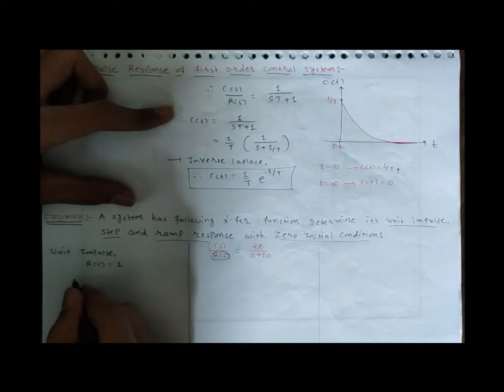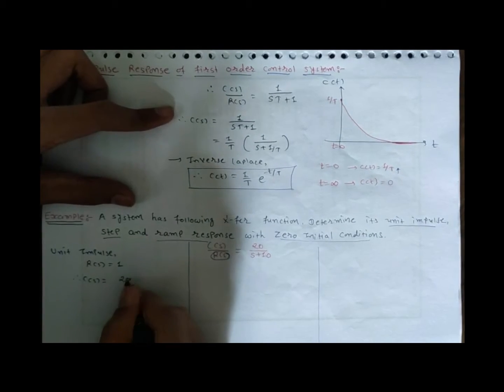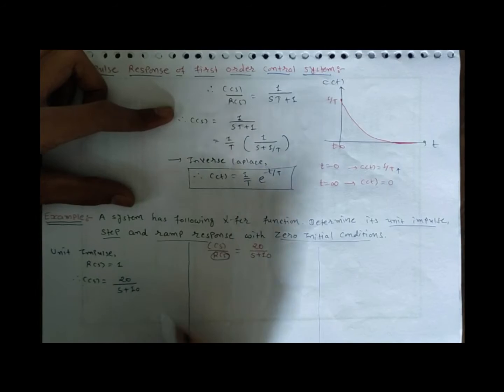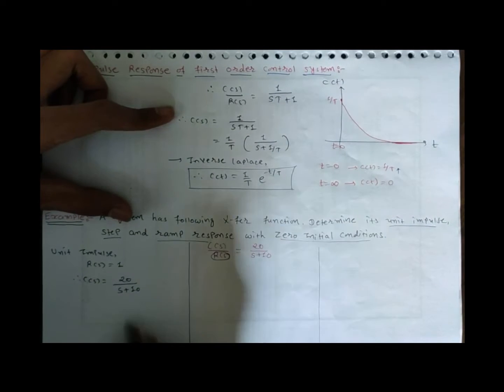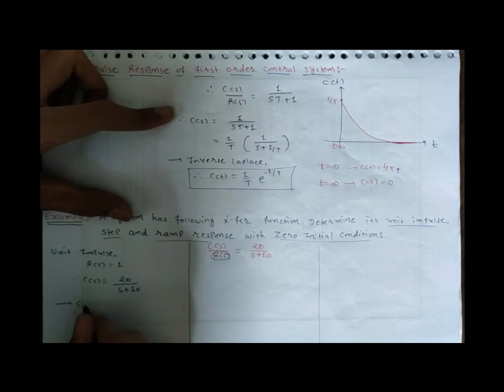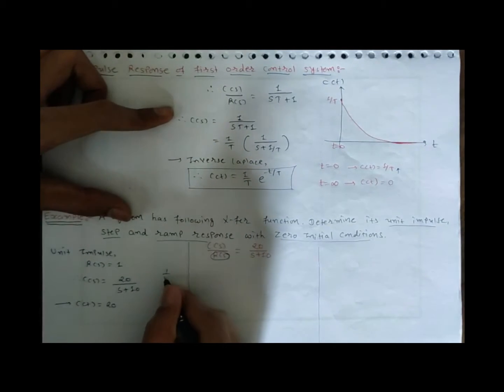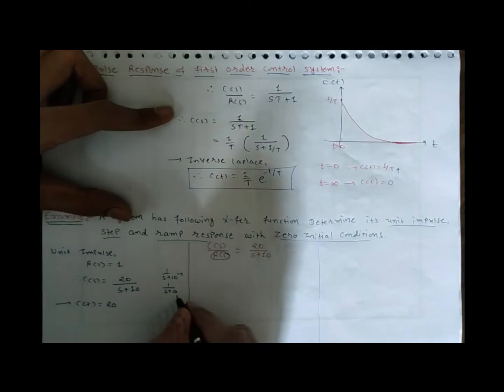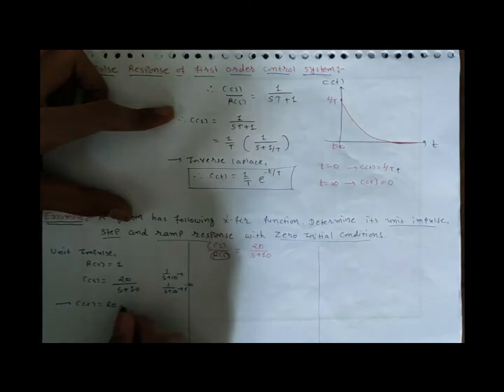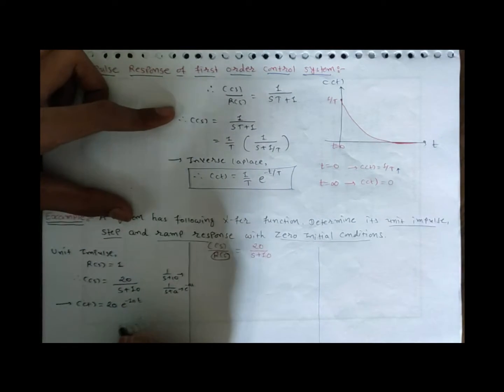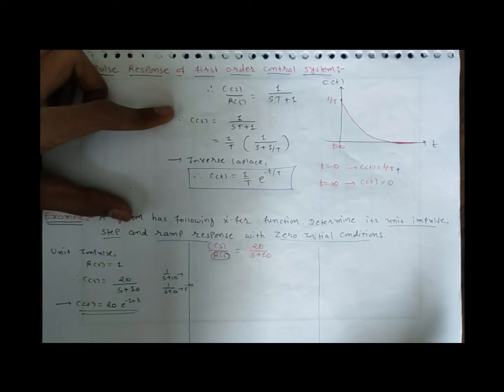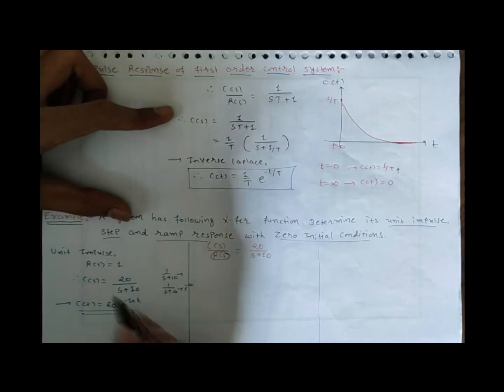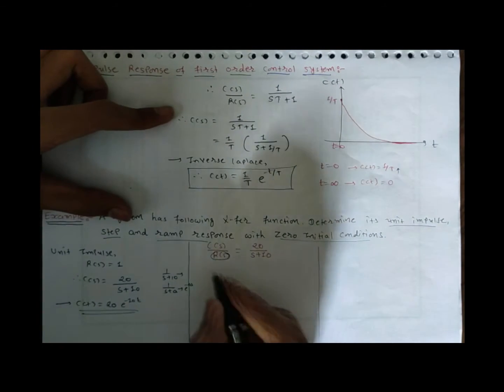If you put this value in the equation, C(s) will be 20 divided by s plus 10. If you find the inverse Laplace of this equation, it will be 20 times the inverse Laplace of 1 divided by s plus 10, which is the same form as 1 divided by s plus a, and that is e raised to minus at. So here it is e raised to minus 10t. This will be the response of this system for the unit impulse input.